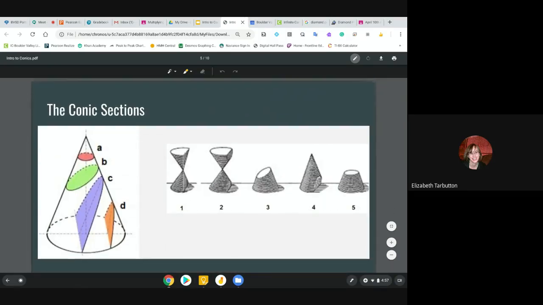All right, welcome back. When we take a look at these conic sections, we can see that section A here is the circle, B is an ellipse, C would give us a parabola, and in this case, D would also likely give us a parabola, possibly a hyperbola. 1 gives us a hyperbola, 2 gives us a hyperbola, 3 gives us an ellipse, 4 gives us a parabola, 5 gives us a circle.